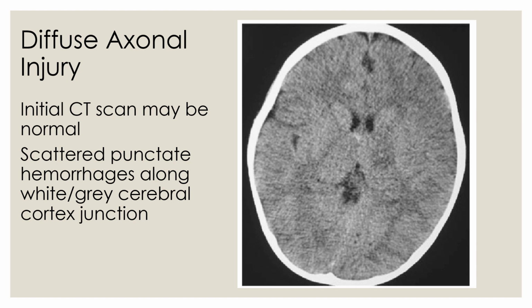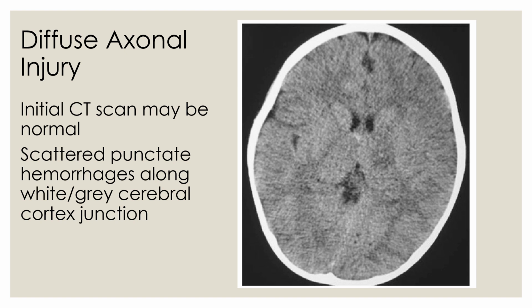And here is an initial CT scan that shows some swelling, some punctate hemorrhages along the white-gray cerebral cortex junction. This is a pretty nonspecific image, and it is not something that you necessarily see in the initial scan.